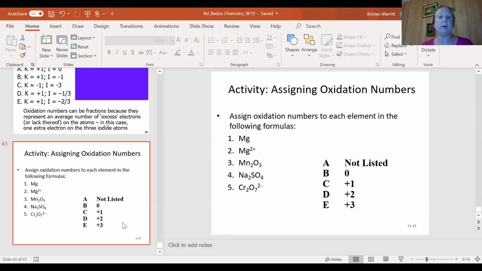All right, the last one, magnesium. The first two are the easiest ones. Any solid element with no charge, the oxidation number is 0, always. Any single ion, a simple ion, the oxidation number is going to be the charge on the ion. So that number 2 is D, +2.